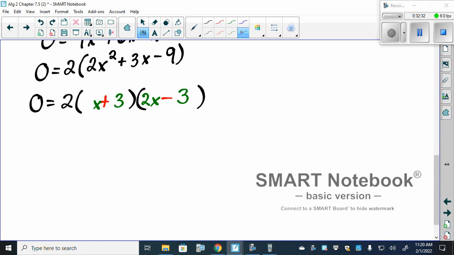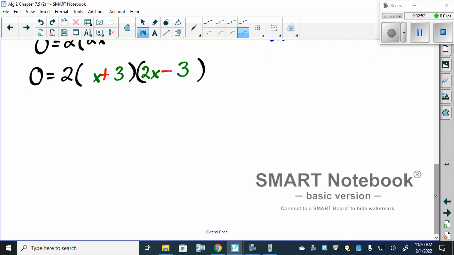Now again, we can check this just to make sure we do have it correct. X times negative 3 would be negative 3x. 3 times positive 2x would be plus 6x, which would give us a positive 3x. We did want positive 3x, so we do have this factored correctly. Any questions on this here before we start the next step?